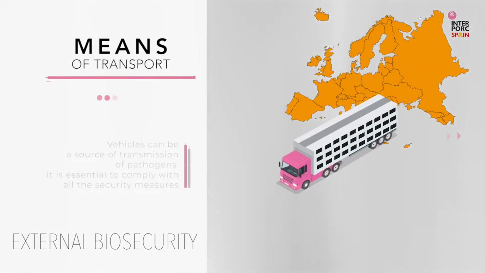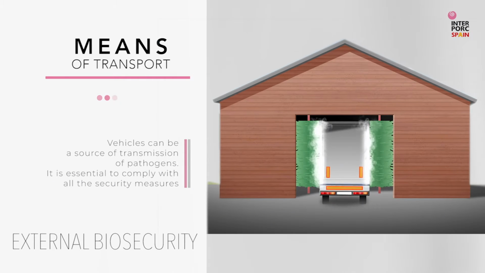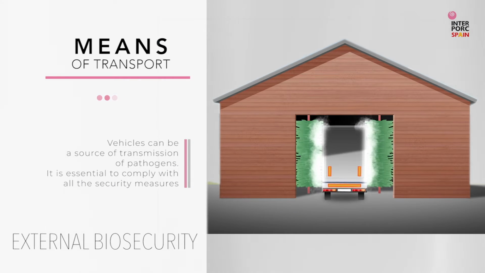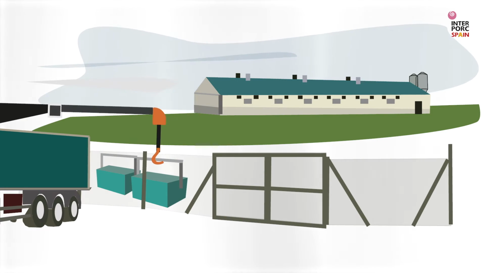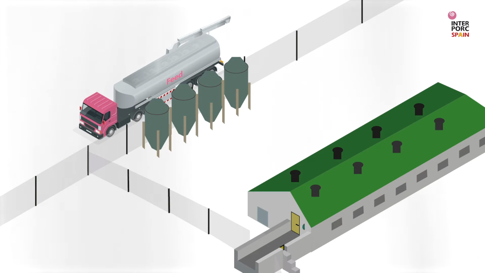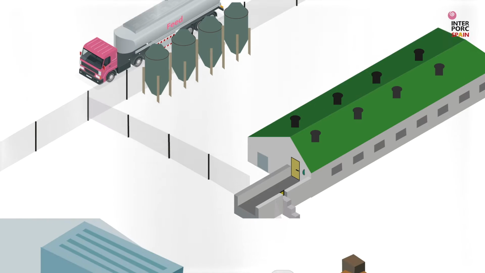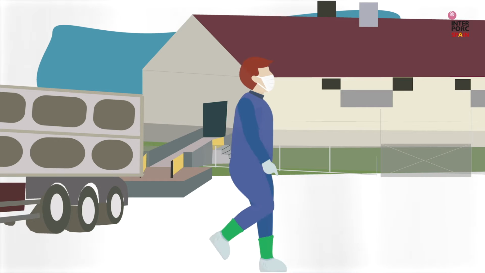Means of transport. Reduce the entry of vehicles into the farm enclosure and check that those that enter are clean and disinfected. Minimize the frequency of carcass collection or use alternative methods. Unload animal feed outside the farm enclosure and implement systems for truck disinfection and driver shoe protection.